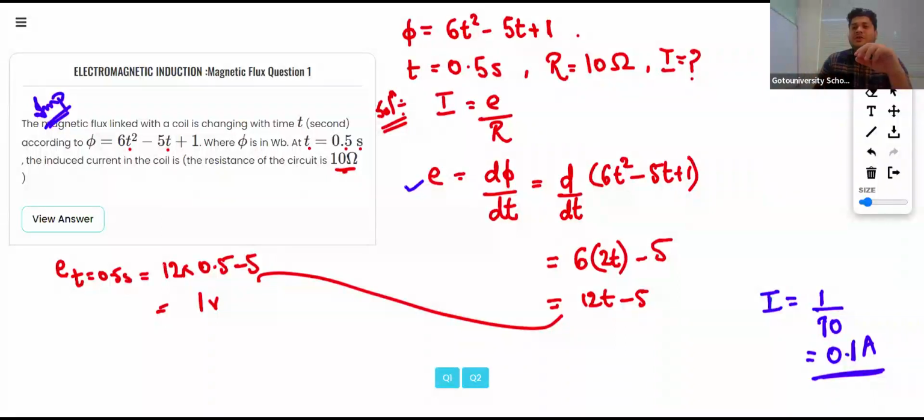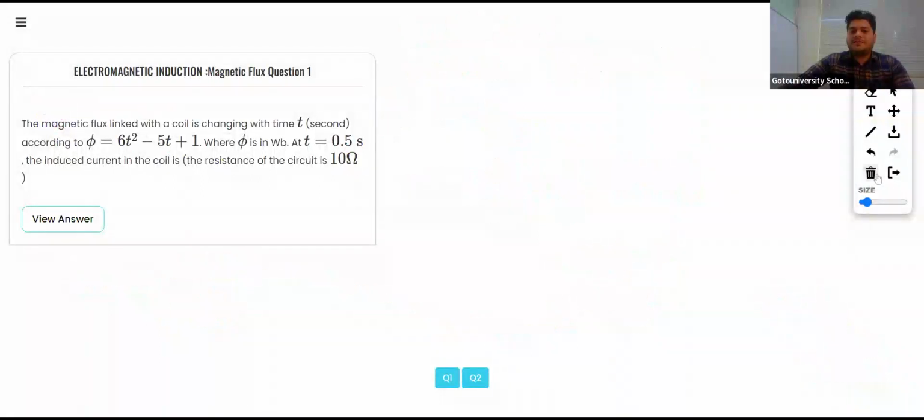So what was the approach? We have Ohm's law, V is equal to IR. In place of V, we are using E. That means E is equal to IR, so I will be equal to E upon R. And E is equal to d phi by dt, so you will have to differentiate this and you will get the value as 12t minus 5. Then at time 0.5 second you substitute, and you will get the value as 1 volt. So your current will be equal to E upon R. What is E? 1. What is R? 10.